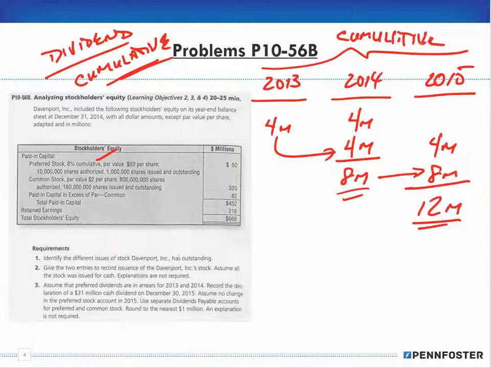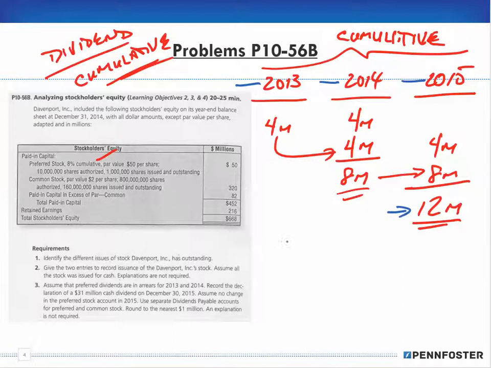Okay, for whatever reason, the pen isn't writing too well. All right, so during those 3 years, since they weren't paid in 2013, they weren't paid in 2014, and they're owed an amount in 2015, the total amount they're owed is $12 million.